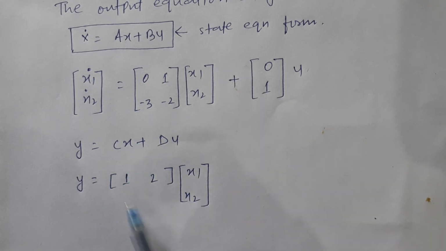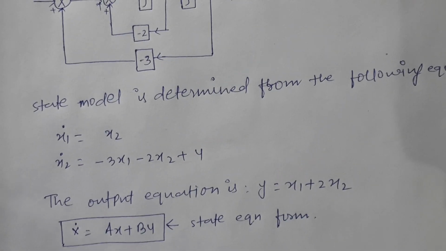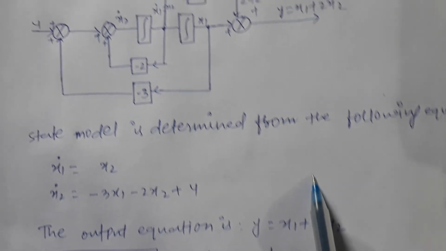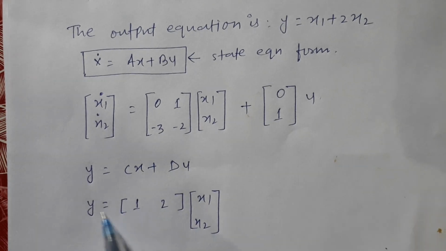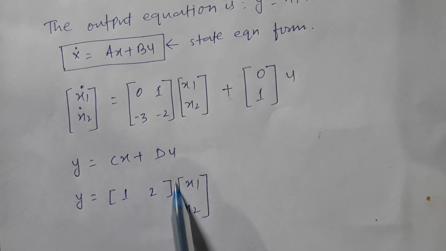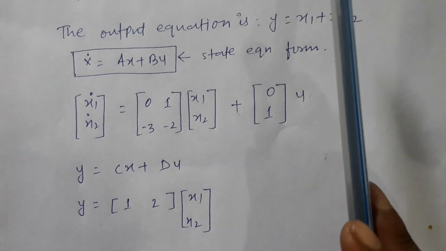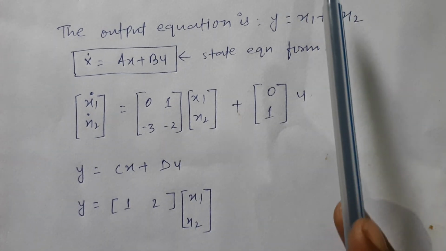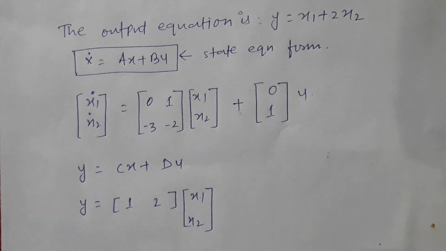And the output equation, from the previous part, is y equal to x1 plus 2x2. That's why y equal to a row, and x1 and x2 in a column. The coefficient of x1 is 1, the coefficient of x2 is 2. That's why we have written 1 and 2 in the row.